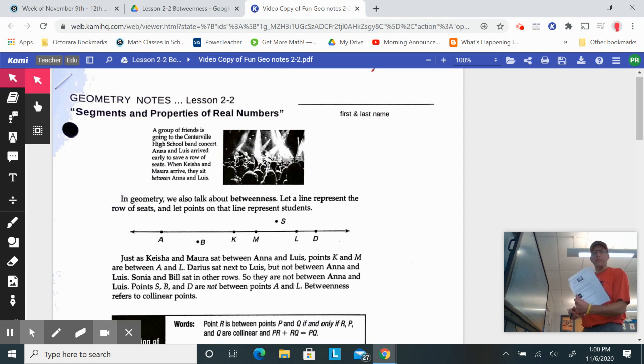All right, here's some brief notes for lesson 2.2. It does say here, lesson 2.2, segments and properties of real numbers, but our focus is going to be on betweenness.